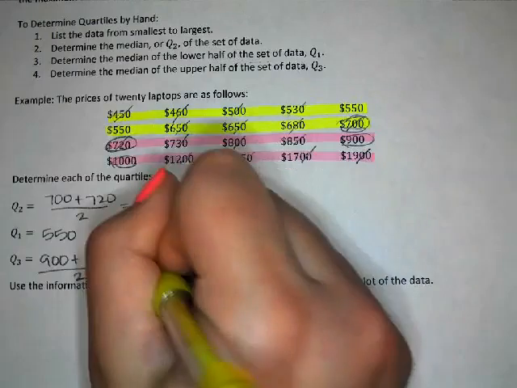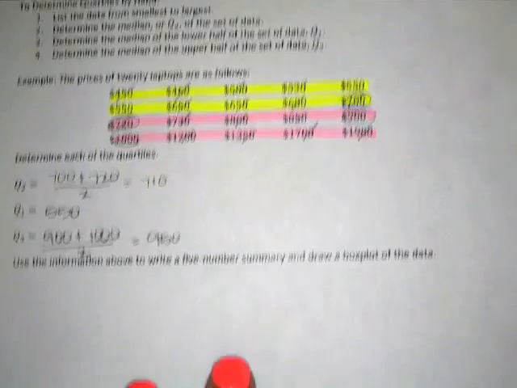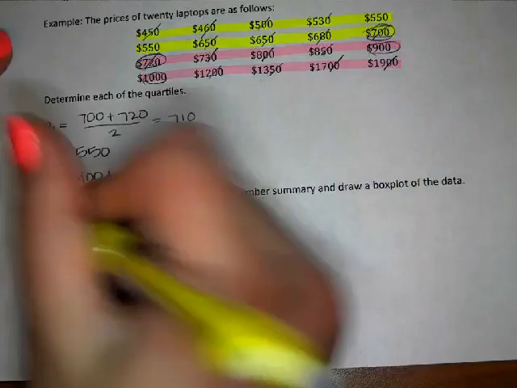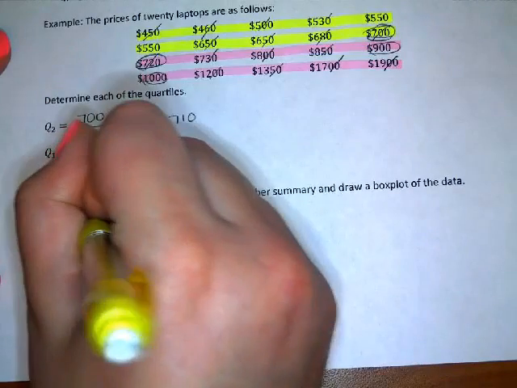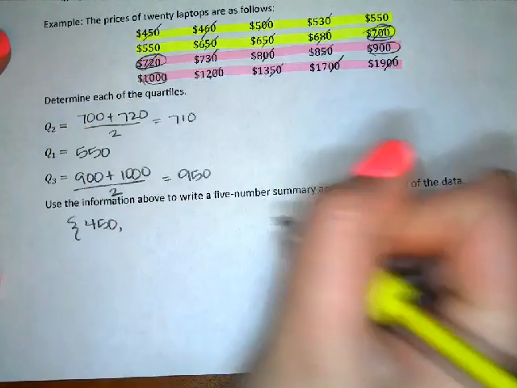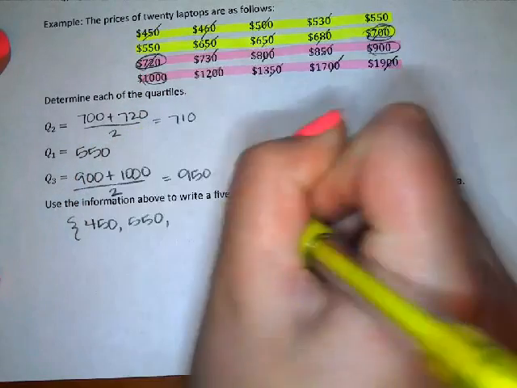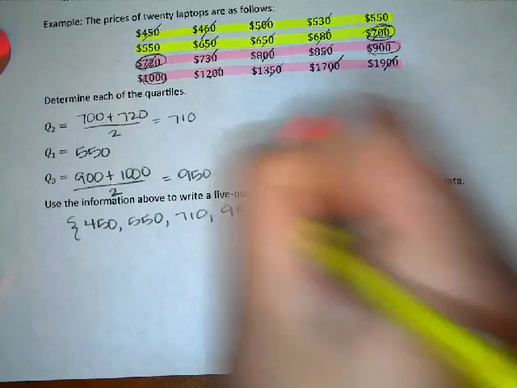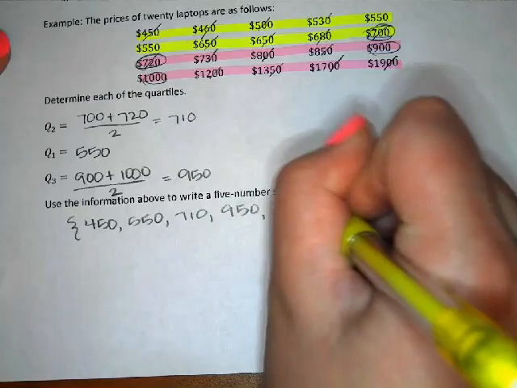Okay, so if we were to write a 5-number summary, we would write the minimum value, 450. Then quartile 1, quartile 2, quartile 3, and then the maximum. And that's our 5-number summary.